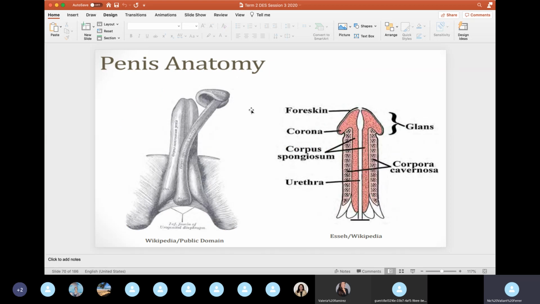Let's go over penis anatomy. So this is like anatomy. You have the foreskin, the glans, the corona. You have the corpus spongiosum and the corpora cavernosa. You have the urethra in where? In your corpus spongiosum, right?